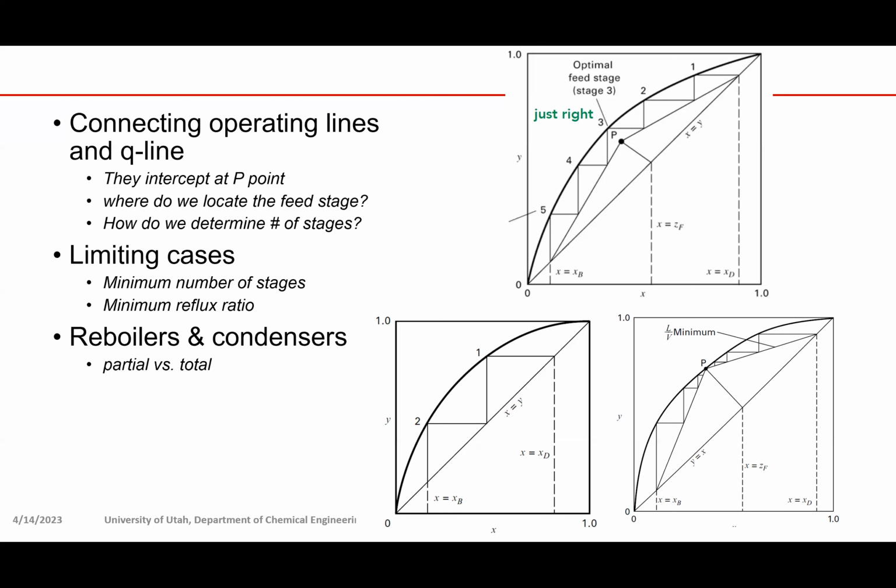Right. Then we talk about two limiting cases. One is the total reflux, in which we have the minimal number of stages. Then we also talk about minimal reflux ratio. What is the minimum reflux ratio?